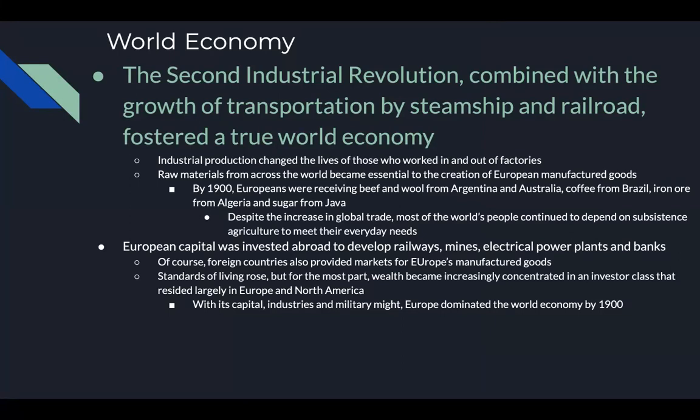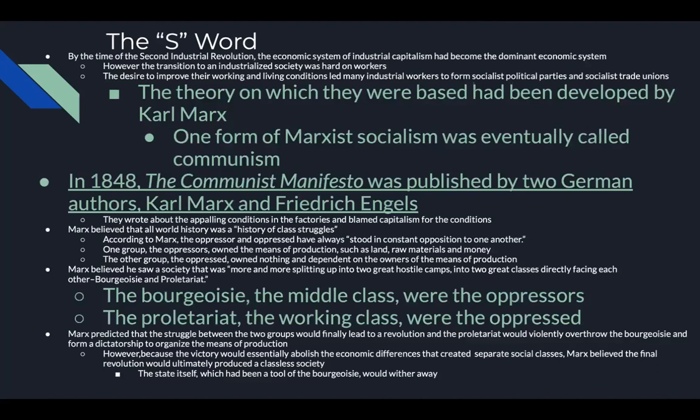Despite the increase in global trade, most of the world's people continue to depend on subsistence agriculture to meet their everyday needs, only growing enough food to feed themselves. European capital was invested abroad to develop railways, mines, electrical power plants, not pants, and banks. Of course, foreign countries also provided markets for Europe's manufactured goods. Standards of living rose, but for the most part, wealth became increasingly concentrated in an investor class that resided largely in Europe and North America. With its capital, industries, and military might, Europe dominated the world economy by 1900.